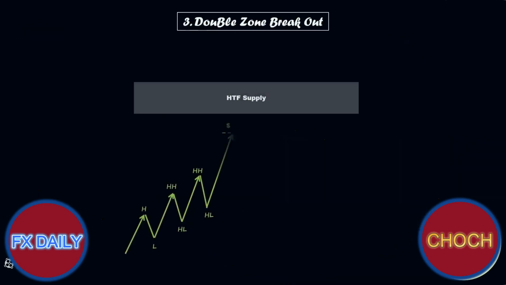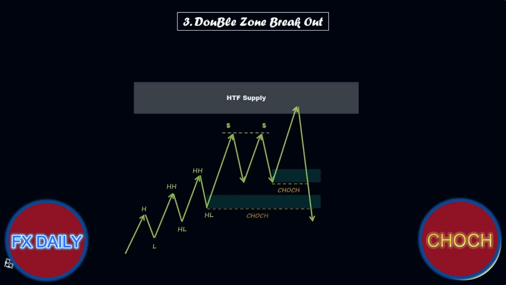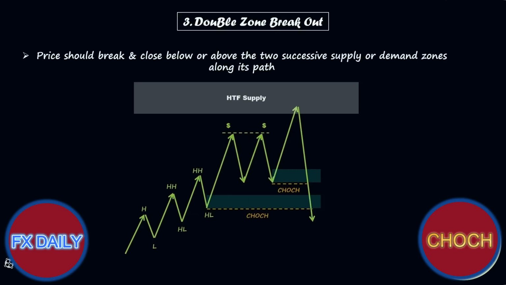Now, let's move on to the next method, which is the double zone breakout. In order for the change of character pattern to be more effective and to have a higher chance of success, the price must break two consecutive price zones or highs, and close above or below them. For example, in this scenario, if the price breaks this zone, then a double zone breakout has occurred because the price has crossed two zones in a row with a downward movement.